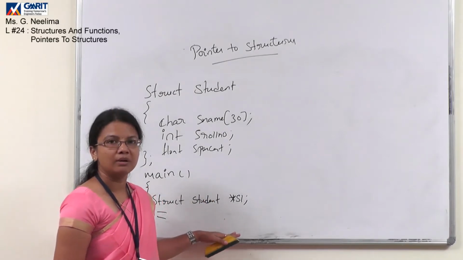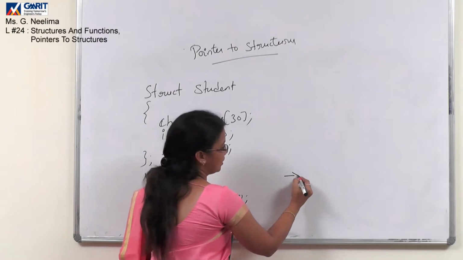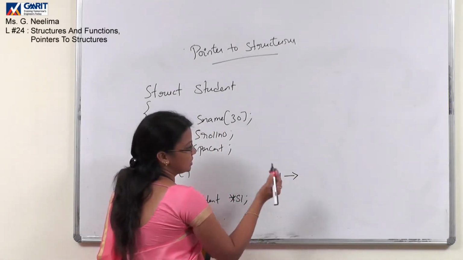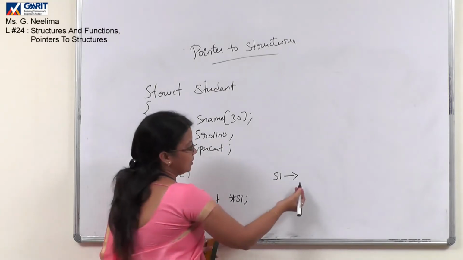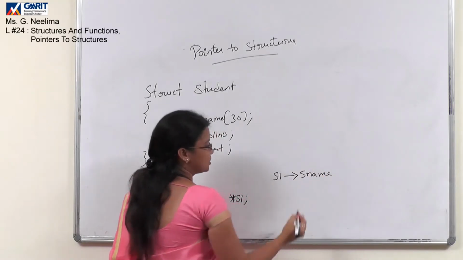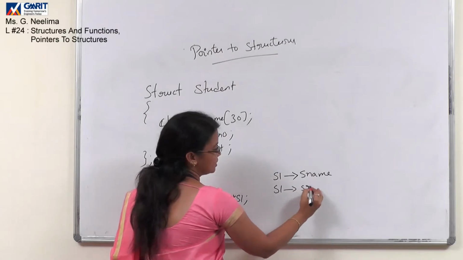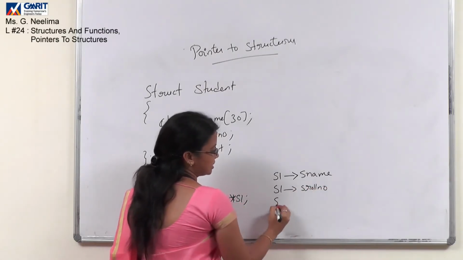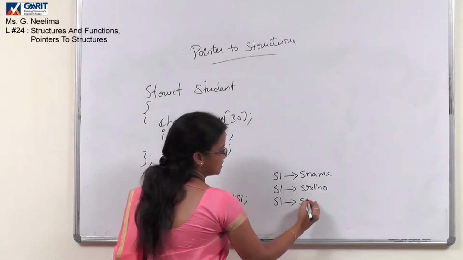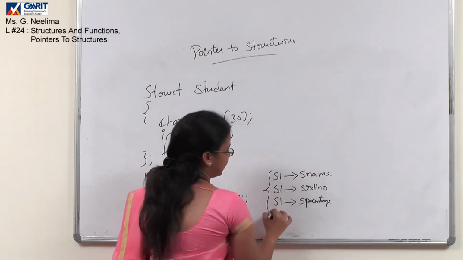Now coming to the pointer variable, how are we accessing the values? Using this arrow symbol. This is the structure variable S1, arrow with the name. By this we can get the values, and structure variable S1 with roll number, structure variable S1 with percentage. Like this we can get the values.